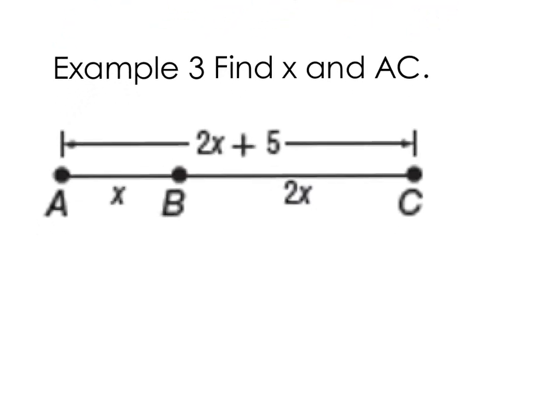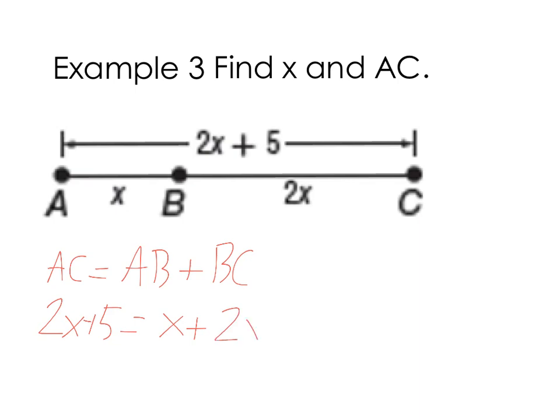Now let's toss in some variables, like we were doing on Tuesday. We want to find X and AC. All right, so we're going to have a two-part setup here. Our AC value is equal to AB plus BC. So 2x plus 5 is equal to x plus 2x. Folks, some of you might have already figured out the problem. That's fine.